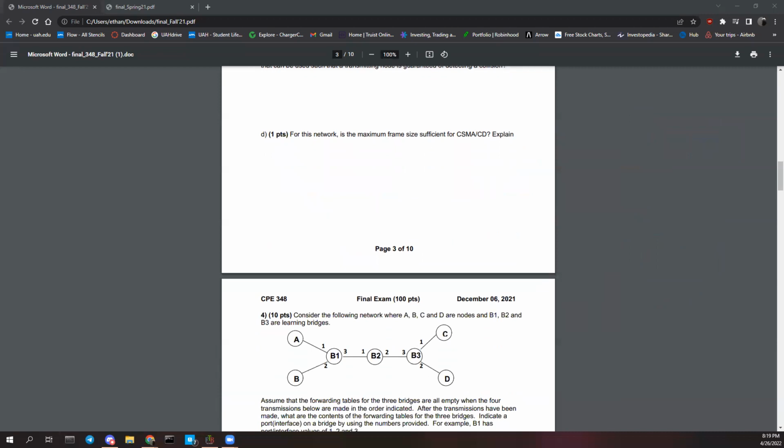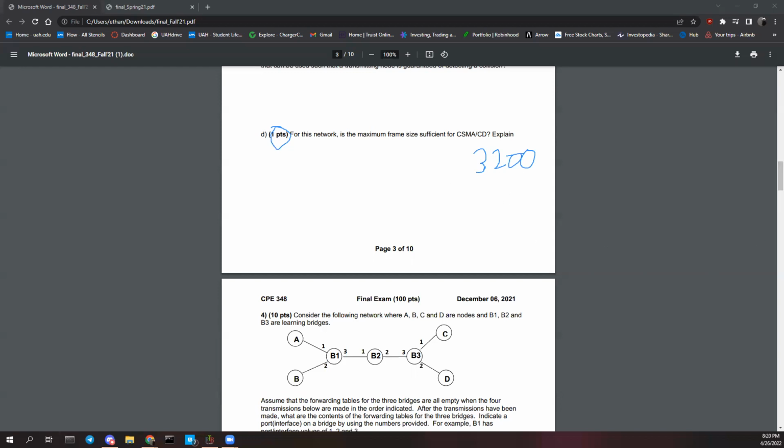And then we have this last portion of it. For this network, is the maximum frame size sufficient for CSMA CD? Explain. As you can tell by the 1 point moniker, this is basically just a you-know-it-or-you-don't question. So we calculated a frame size of 3200. Is this okay? Well, this is a pretty simple question.